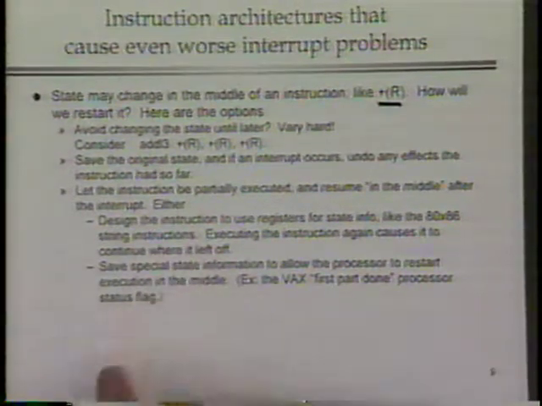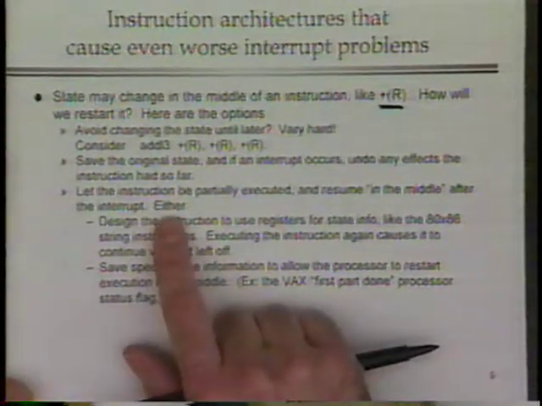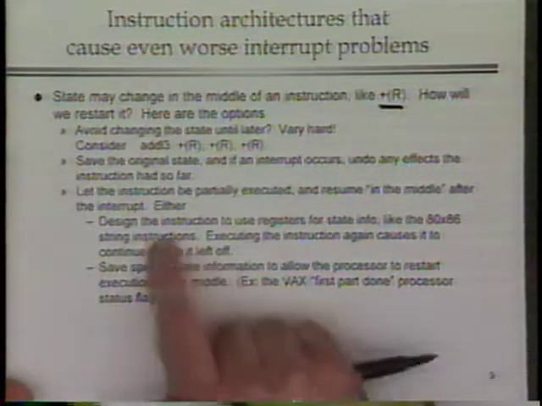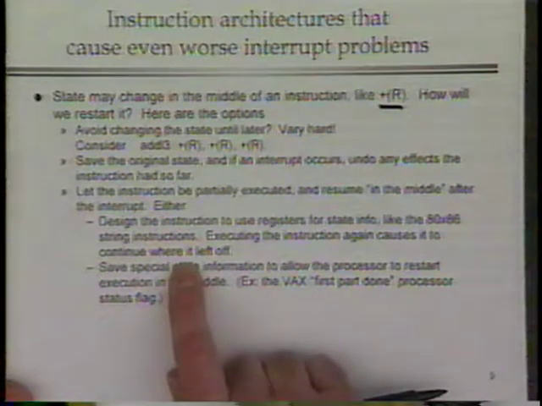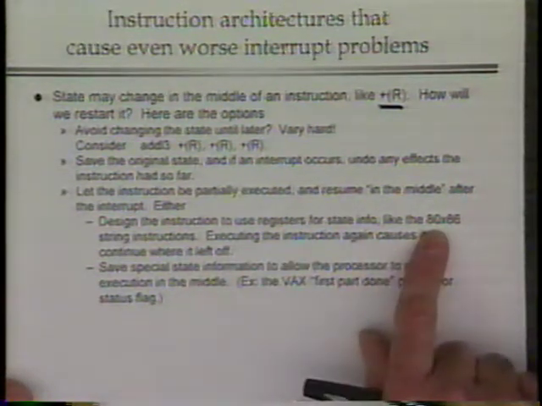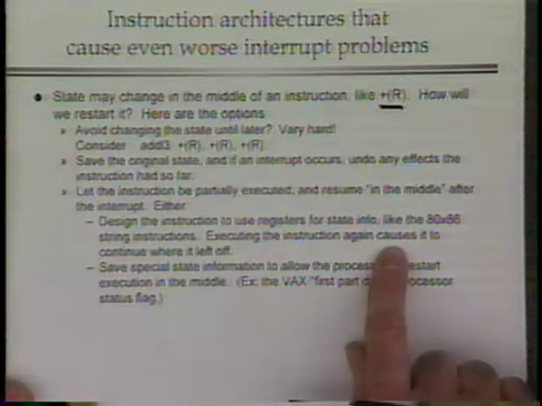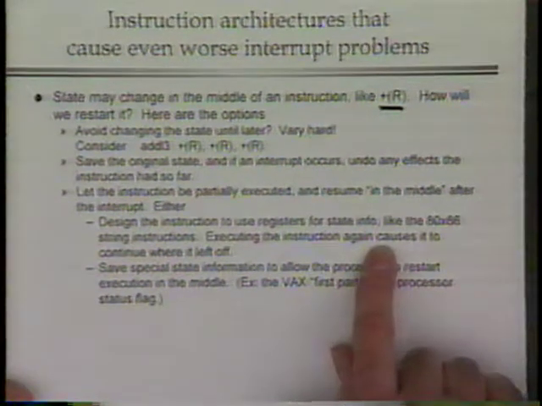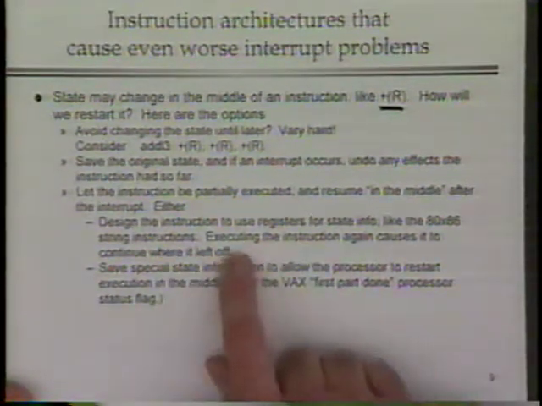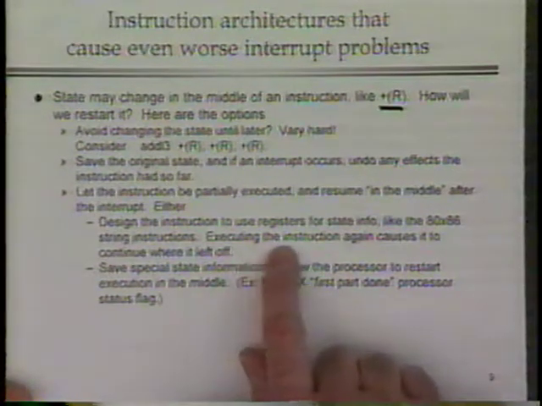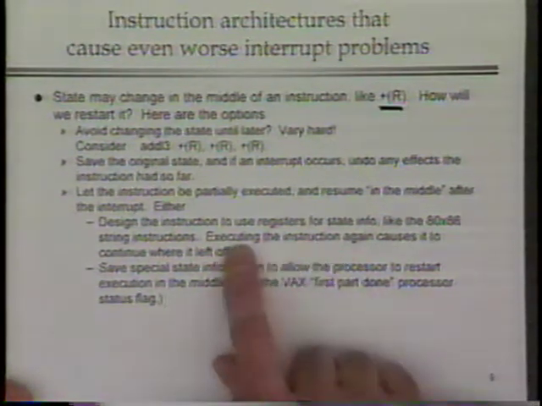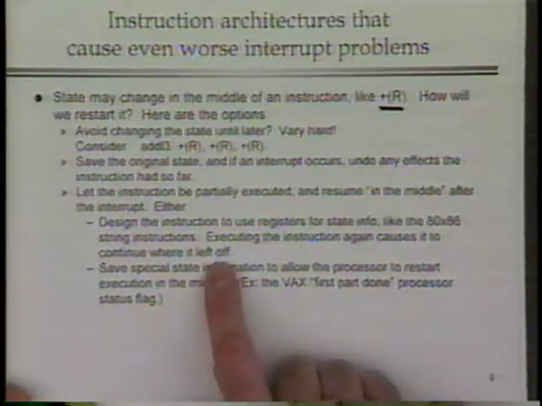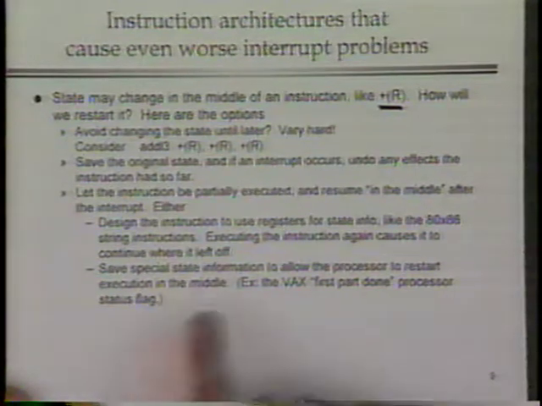A third case is to let the instruction be partially executed and provide some mechanism for the instruction to be resumed in the middle after the interrupt occurs. And you can do that by designing the instruction set to allow it, like the string instructions in the 8086, for example. They're very long executing instructions. They can take interrupts, either asynchronously or exceptions. But they store all of their state information in architecturally visible registers. So in fact, all you have to do to restart them in the middle is to branch back to them at the beginning. You start executing the instruction again, and it resumes where it left off because its state information is stored in the register set.